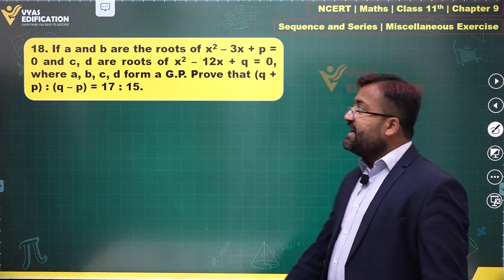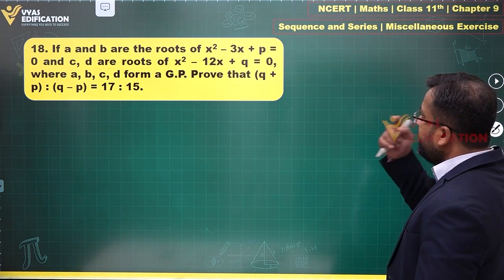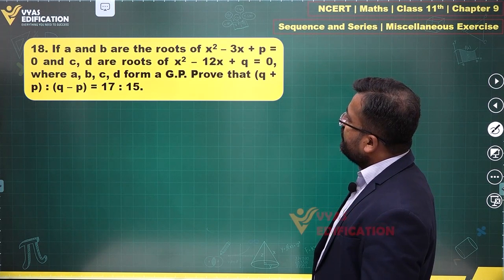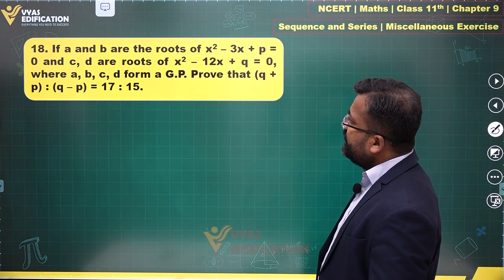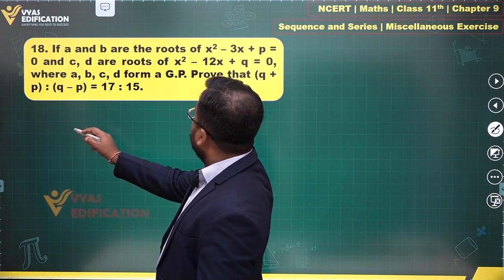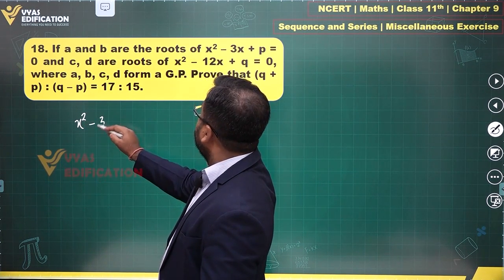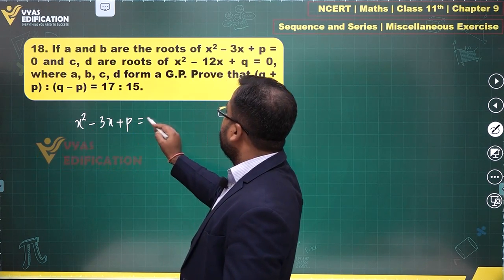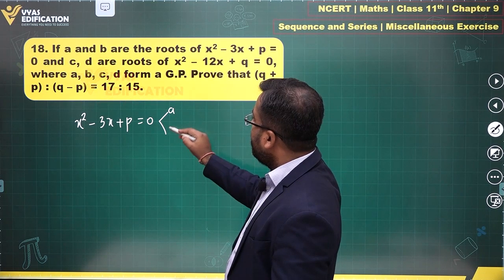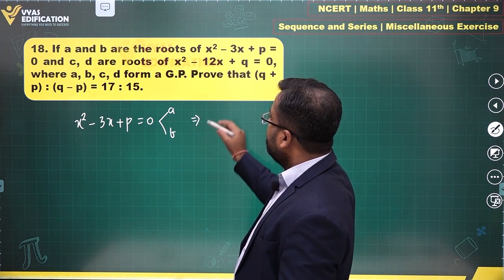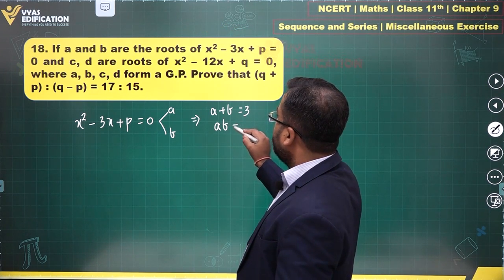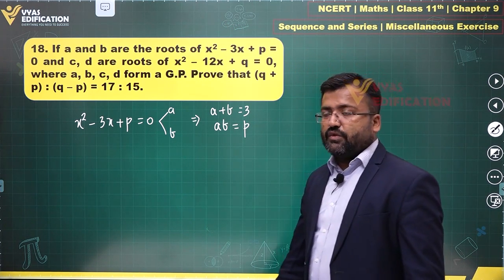Question number 18 says, if A and B are the roots of this equals 0, C and D are the roots of this equals 0, where A, B, C, D form a GP, prove that (Q + P) : (Q − P) = 17 : 15. So A and B are the roots of x² − 3x + P = 0. This is one of the equations which is given, whose roots are A and B. And what does this imply? This implies that A + B = 3, and the product AB = P. This is what we know.